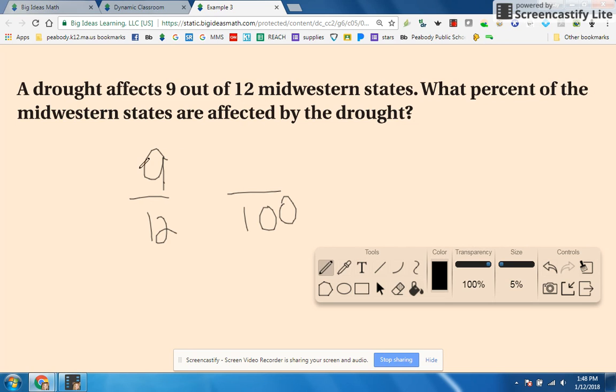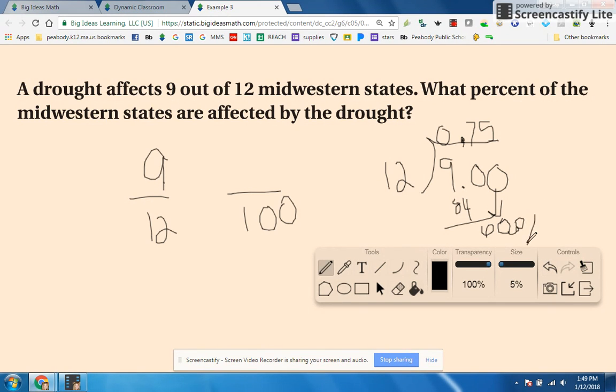This is one of those where the denominator doesn't go into 100 evenly. So in this case, you have to divide 9 divided by 12. That means 9 is on the inside, 12 is on the outside. Obviously, 12 does not go into 9, so you have to add a decimal point and a few zeros. Bring the decimal up. 12 goes into 9 0 times. 12 goes into 90, let's see, 7 times, which is 84. Subtract, I get 6. Bring down a 0. 12 goes into 60 5 times. So that ends up zeroing out when I subtract. So my decimal answer would be 0.75.